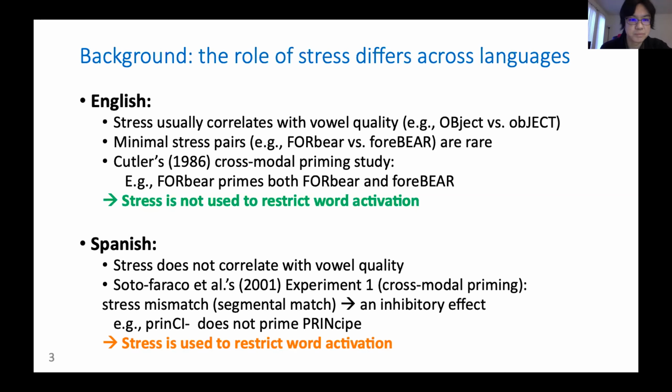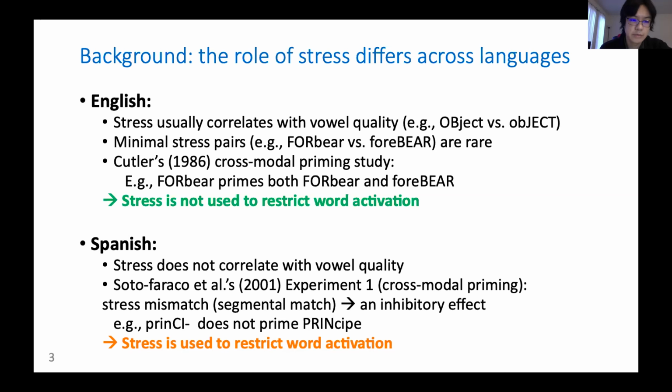very rare. Cutler conducted a cross-modal priming study and revealed that listening to forbear with the stress on the first syllable primes both forbear, the same word, and forbear, the other member of the minimal stress pair. And this means that listeners are treating both words as identical, at least in the stage of word activation. In other words, stress is not used to restrict word activation.